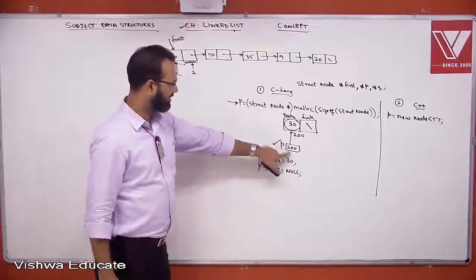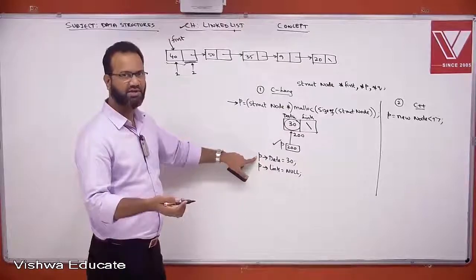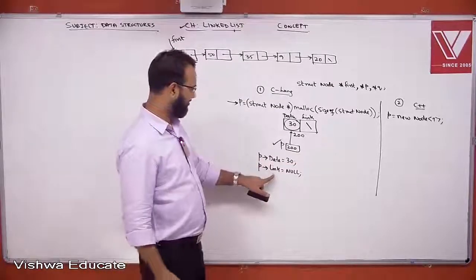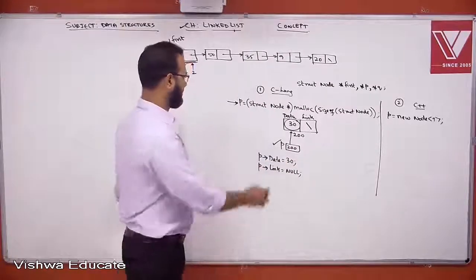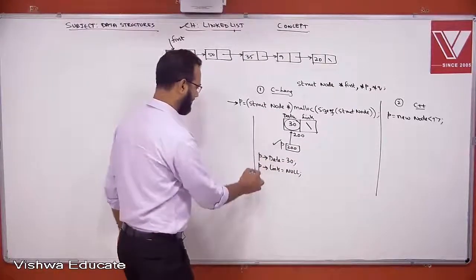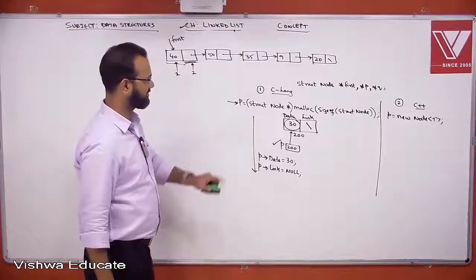P means only the address part. P arrow data, you can read it as P of data. P of link, assign some value over here. These are how you assign the values, and you allocate the memory first, then you assign the values.